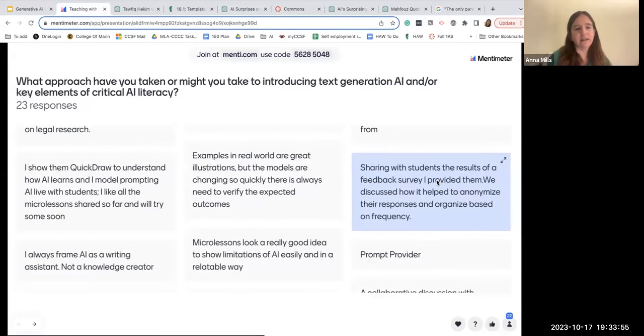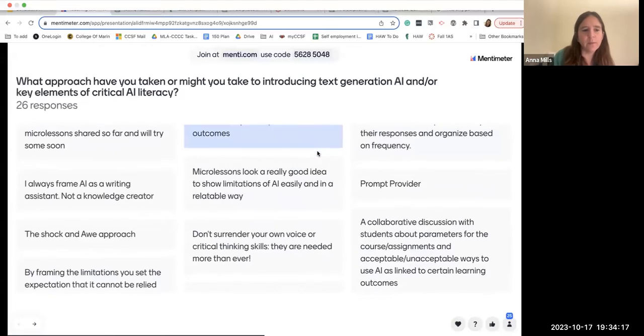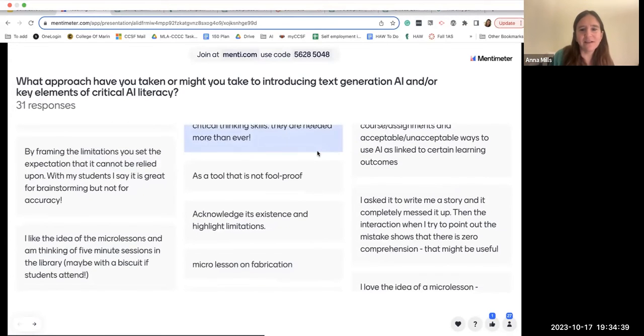A writing assistant rather than a knowledge creator. That's interesting. So people are saying this framing of, we could say that it's not there to supplant us. We could think of it more as intelligence augmentation rather than an intelligence of its own. That is a really helpful reorientation to AI. Prompt provider. Don't surrender your own voice or critical thinking skills. They're more needed than ever. Absolutely. And I'm hoping that some of these micro lessons showcase why that's important. If it doesn't have understanding and it's biased and it's making things up, that really shows the urgency of why we need our own skills.